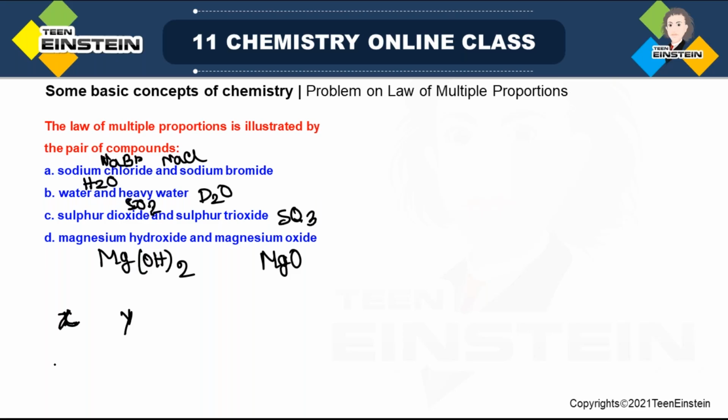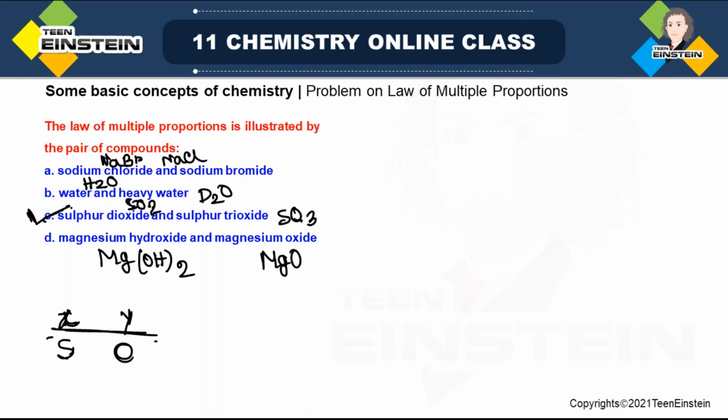Then option B. Here it is true that both are water, but here isotopes are involved. So for isotopes we cannot apply this. Then we have sulfur dioxide and sulfur trioxide. So now you can consider as if here X is S and Y is oxygen. So in the first case SO2, that means the formula is XY2, and the other is XY3. So now only 2 elements are involved, sulfur and oxygen. So this should be the correct option.